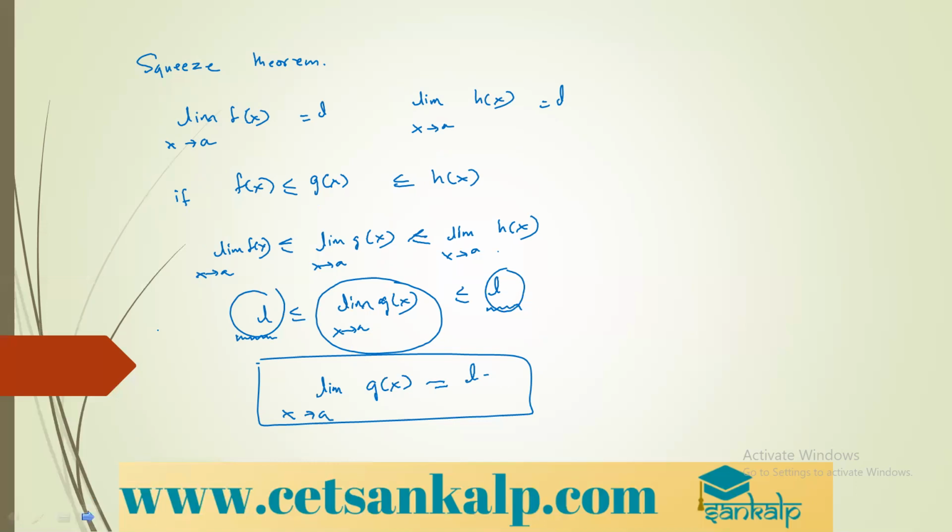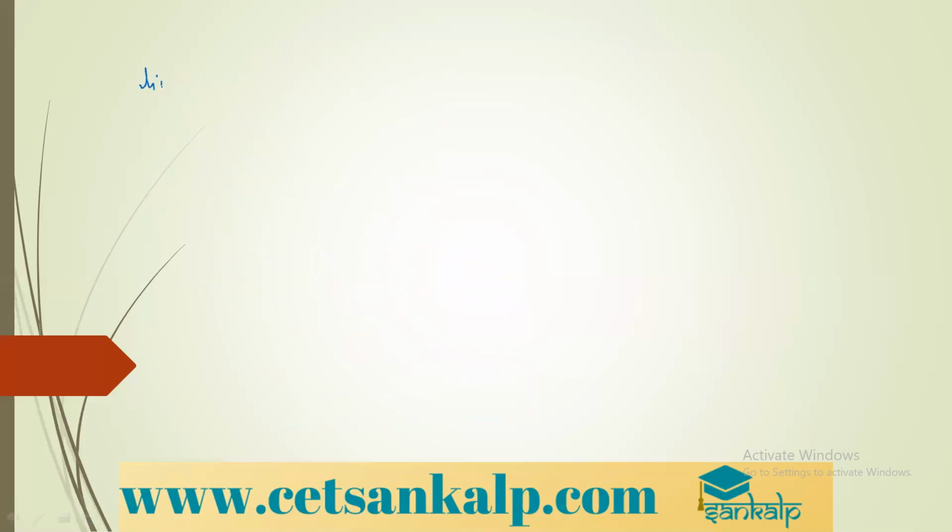Then some important things you have to learn. Limit of 1 by x as x approaches 0 minus is minus infinity. Limit of 1 by x as x approaches 0 plus is positive infinity. So limit of 1 by x as x approaches 0 does not exist. That means we can't find the limit.